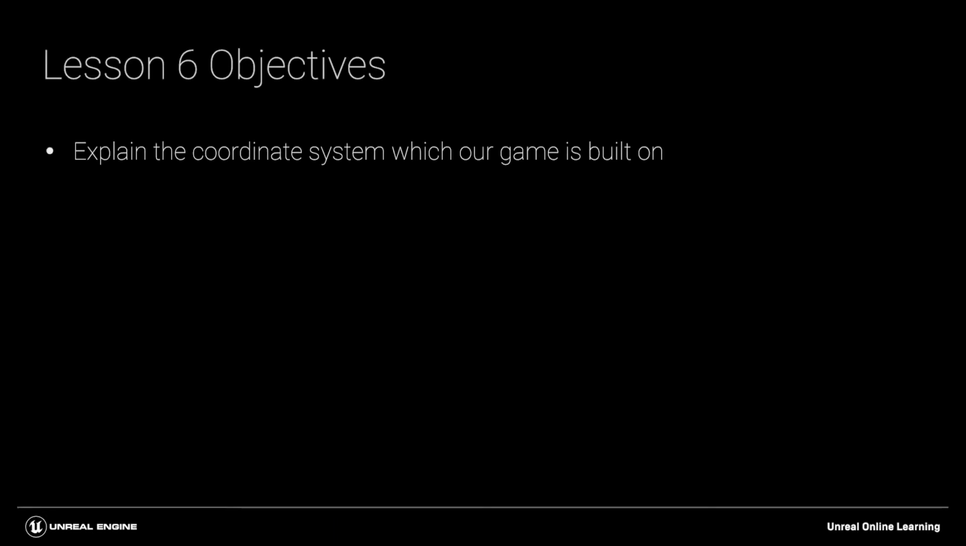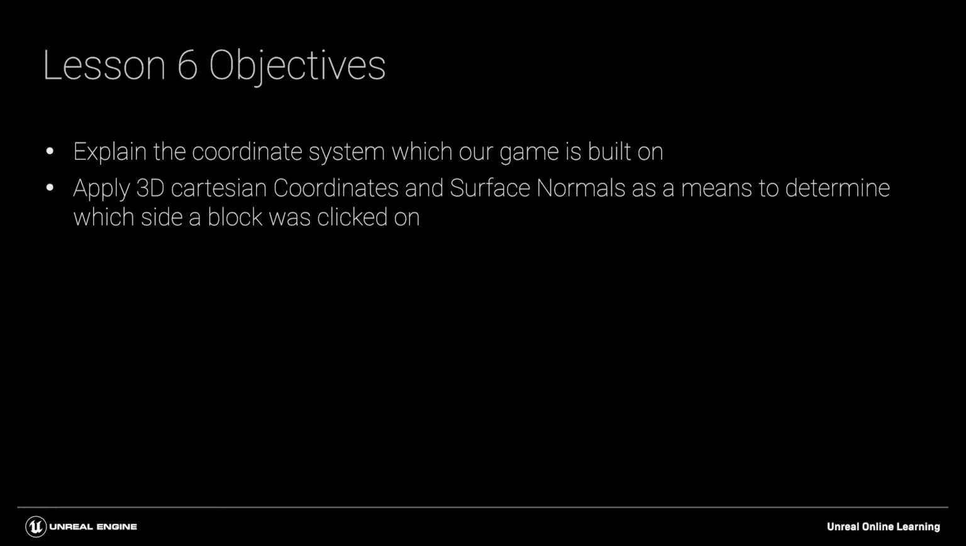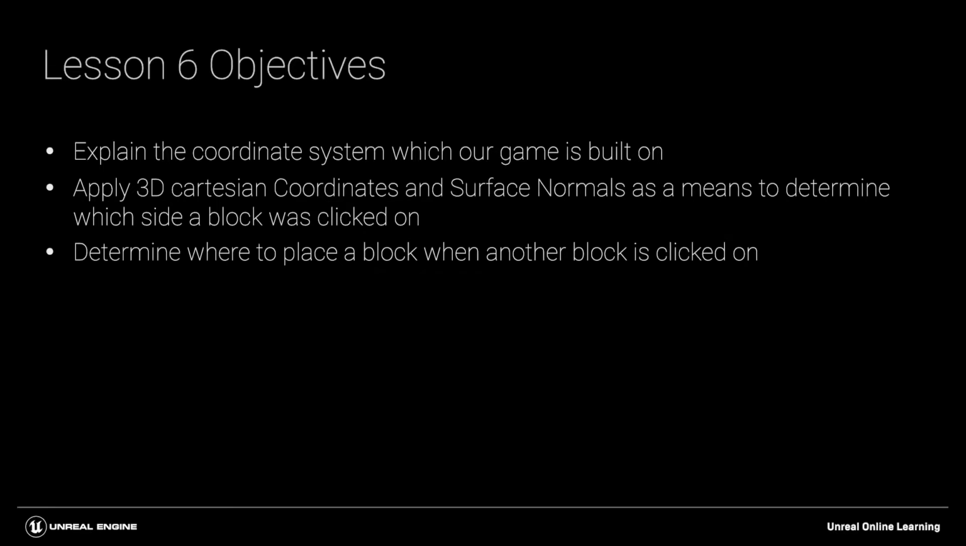Understanding the math behind the BP base block's getAttached location function can further put into focus how vectors are used and provide an example of one way to use a static mesh's normal values. Our objectives for this module are to explain the coordinate system which our game is built on. We'll demonstrate how the getAttached location function uses a normal to figure out which direction a face is pointing. Finally, we'll solve the question of where to place a new block when an existing block is clicked on.